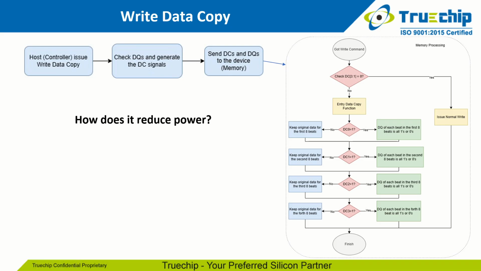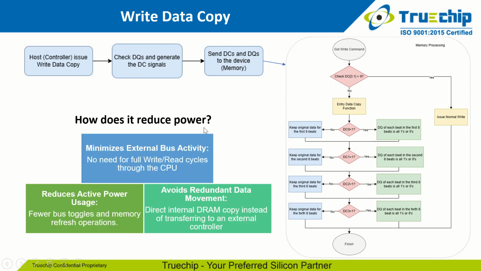Talking further about how write data copy reduces the power. First is minimizing external bus activity, which reduces full write-read cycles through the CPU. Second is reducing active power usage via fewer bus toggles and memory refresh operations. And the third is avoiding redundant data movement, in which the data is copied directly inside the SDRAM instead of transferring to an external computer.